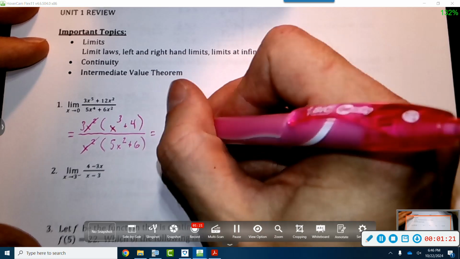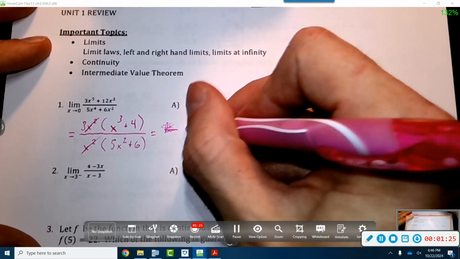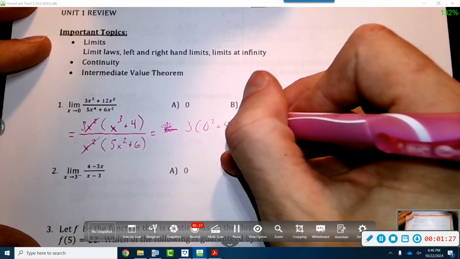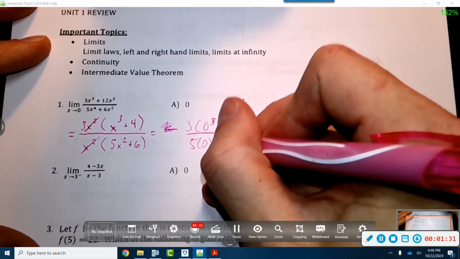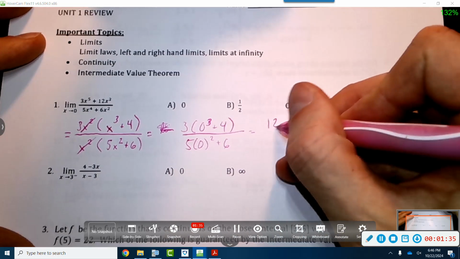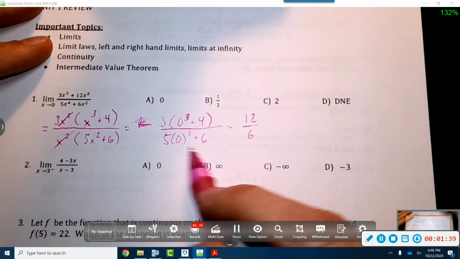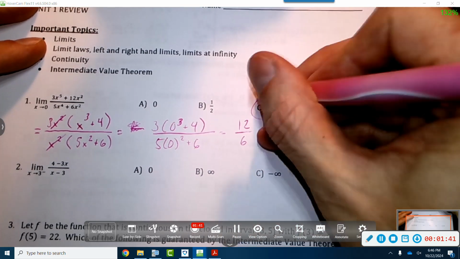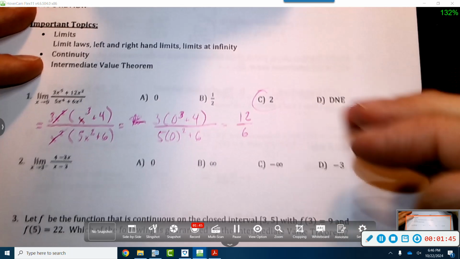Now we haven't plugged in 0, so technically, we don't have to write the limit if you do this, but this is really to the third power, and then the 5 doesn't matter, right? You're going to end up with 12 on the top and 6 on the bottom. So if you reduce that, you're going to get 2. So the answer is 2.